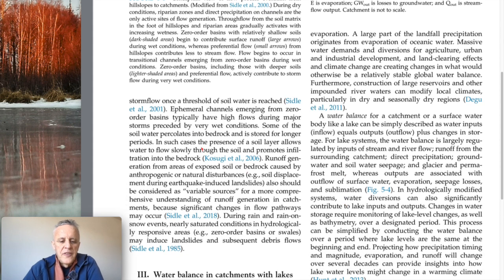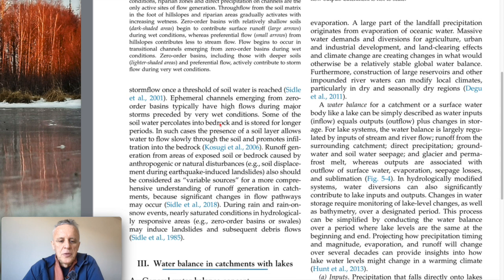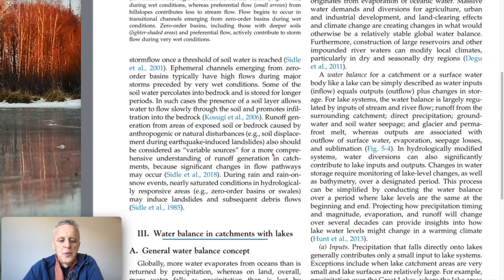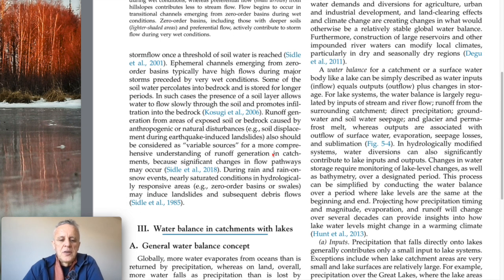So let's continue here. Ephemeral channels emerging from zero-order basins typically have high flows during major storms preceded by very wet conditions. Some of the soil water percolates into bedrock and is stored for longer periods. In such cases, the presence of a soil layer allows water to flow slowly through the soil and promotes infiltration into the bedrock. Runoff generation from areas of exposed soil or bedrock caused by anthropogenic or natural disturbances, for example, soil displacement during earthquake-induced landslides, also should be considered as variable sources for a more comprehensive understanding of runoff generation in catchments, because significant changes in flow pathways may occur.